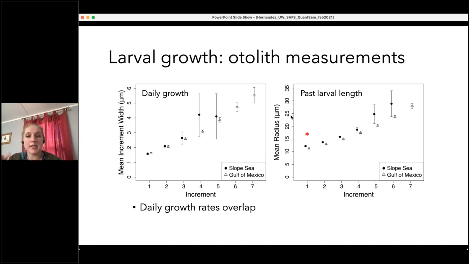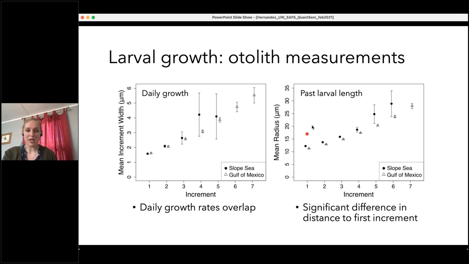On the right panel, I'm showing you the mean radius. So this is the distance from the middle of each otolith to each successive increment. And this gives us a proxy for past larval length. And what you might notice is that the slope sea dots are slightly higher than the Gulf of Mexico dots, and they have sort of a consistent offset over these first few days of life. So we ran a Welch t-test to ask if this difference was statistically significant, and it is. So similar to saying in the previous slide that the intercept of the two lines was significantly different, here we're seeing that the distance to the first increment is significantly different between the two regions.